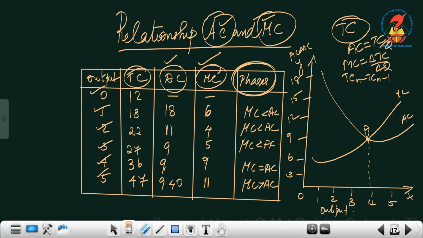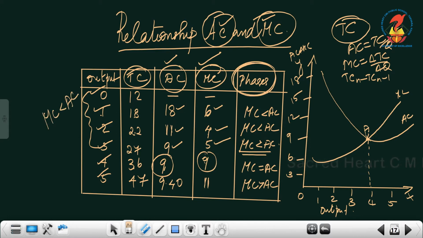Now let us see the first one. See here, MC is 6 and AC is 18. So MC is less than AC. Now here it is 4 and AC is 11. So MC is again less than AC. Here it is 5 and AC is 9. Again MC is less than AC. Now look at fourth level of output, both are 9. So from 0 to 3 we can write MC is less than AC.